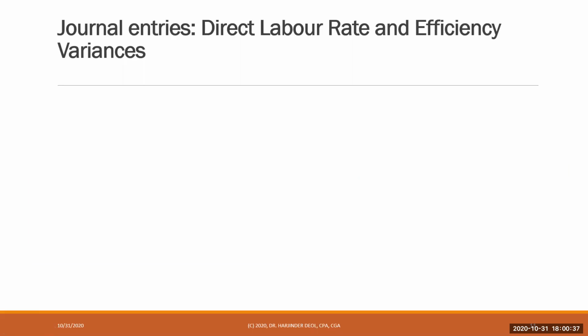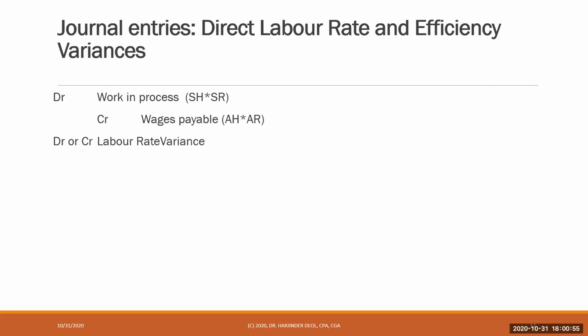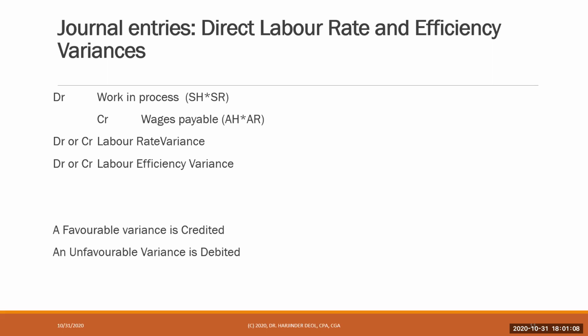The journal entry to record direct labor rate and the efficiency variances. You would debit work in process, standard hours times standard rate, credit wages payable for the actual hours times the actual rate. And then depending on whether they are favorable or unfavorable, you will debit or credit the labor rate variance and debit or credit the labor efficiency variance. Again, recall, favorable variance is to be credited, unfavorable variance is debited.